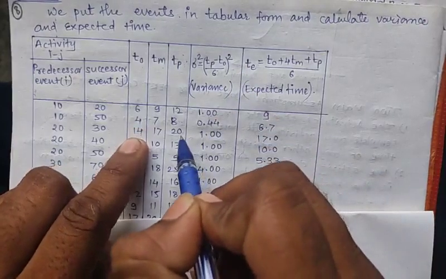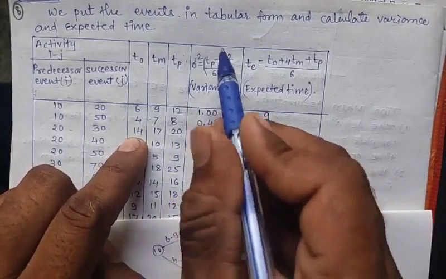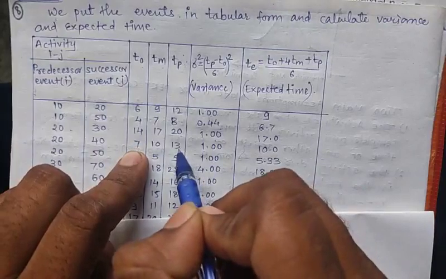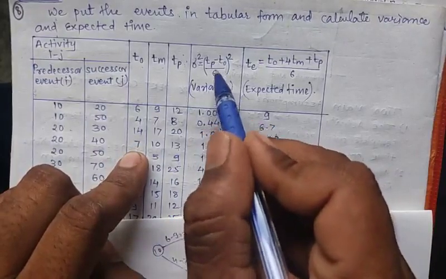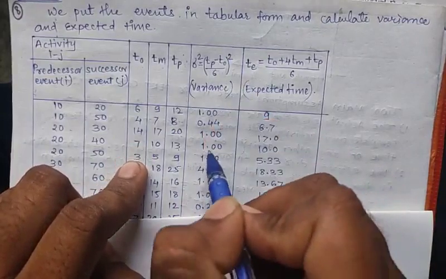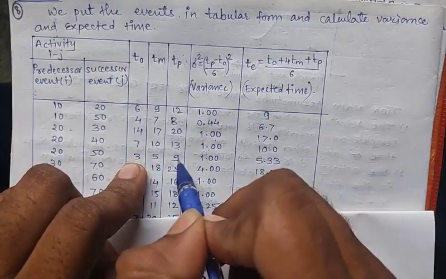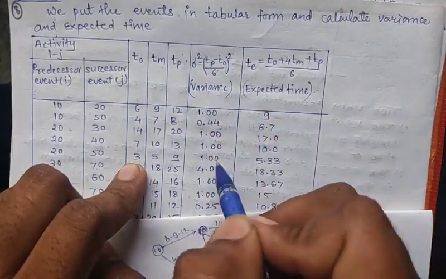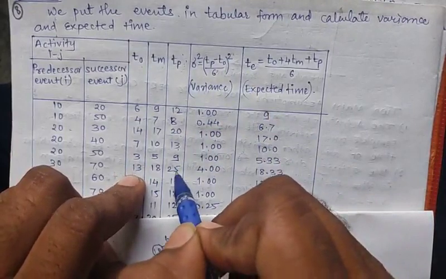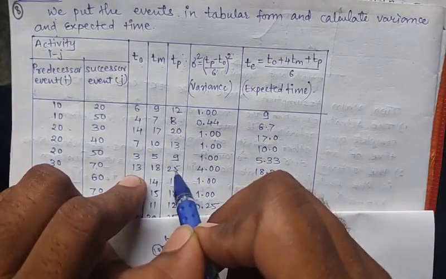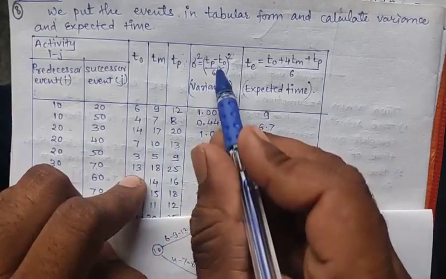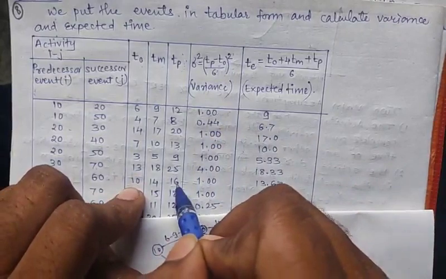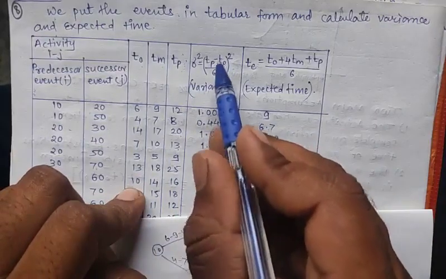Next 20 minus 14 is 6, 6 upon 6 is 1, 1 square is again 1. Next 13 minus 7 is 6, so again 1. Next 9 minus 3 is 6, so again 1. Next 25 minus 13 is 12, and 12 upon 6 is 2, 2 square is 4. Next 16 minus 10 is 6, 6 upon 6 is 1.